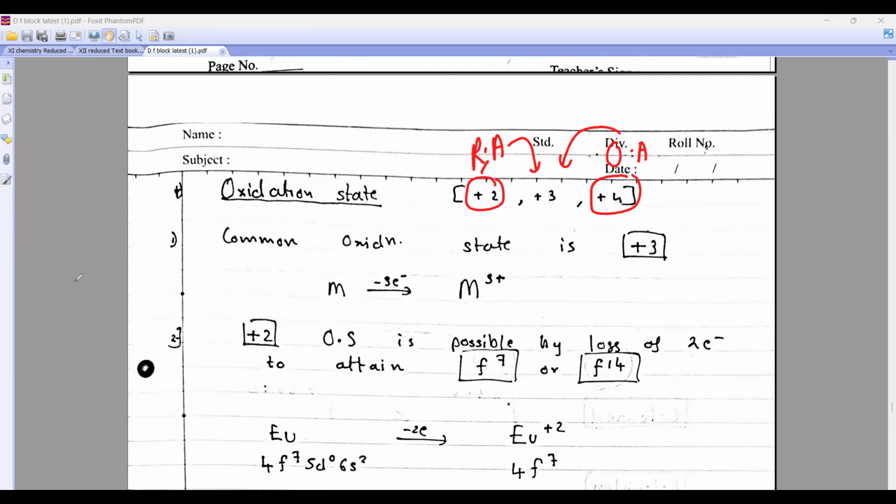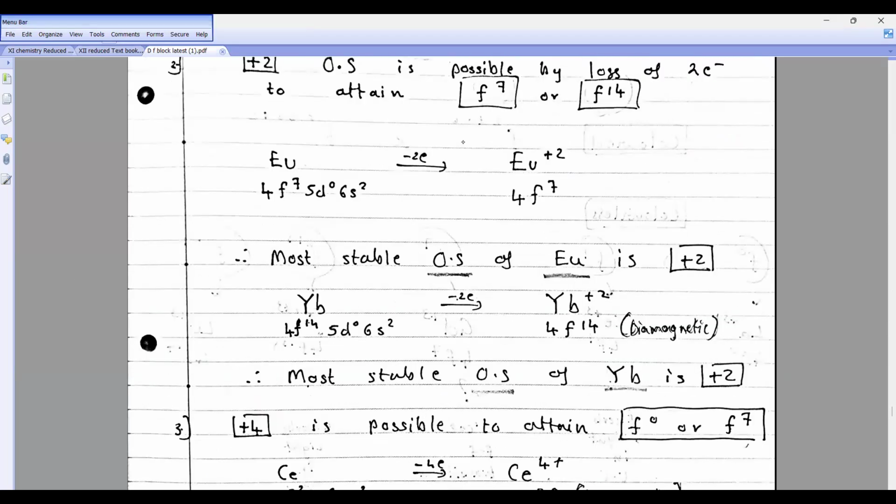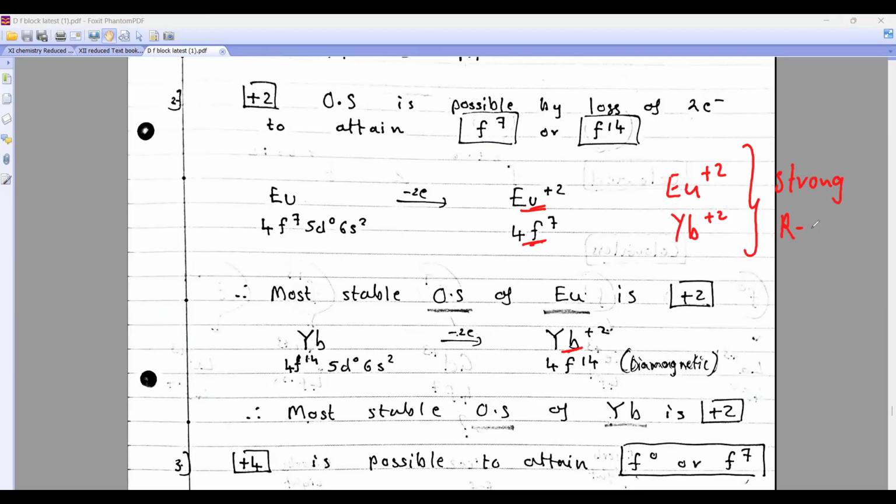So here also we'll write cerium, europium, and which one was +2, beta? Tell me. Europium was +2 and ytterbium. Please write here, strong reducing agent, because they are in their lowest oxidation state. Have you written this? Yes, sir.